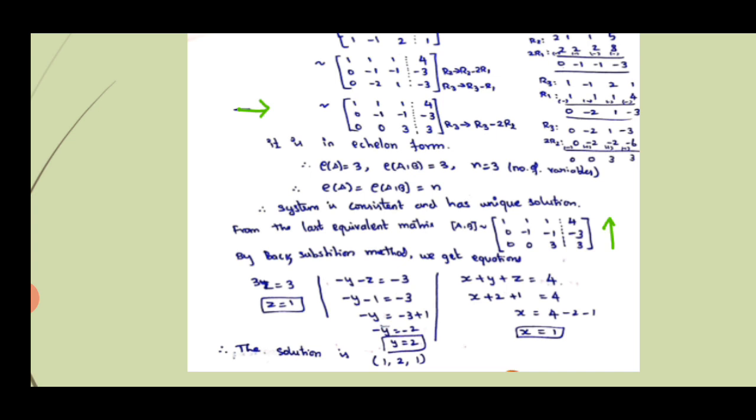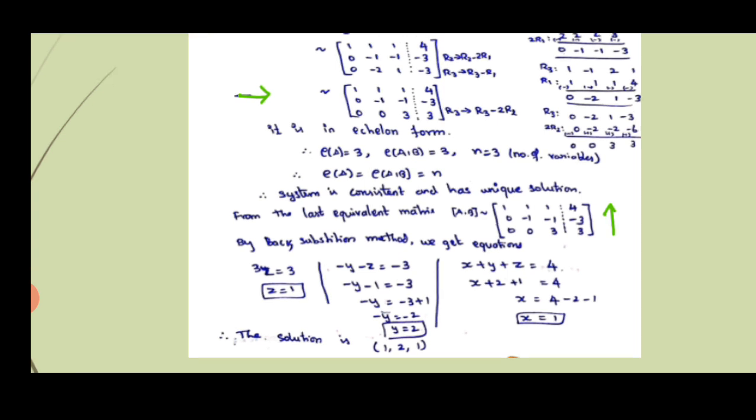In the last row you can see the entries are 0, 0, 3. That means no x term, no y term. We have only the coefficient for z, and that is 3. So 3z is equal to 3. So z equals 1.